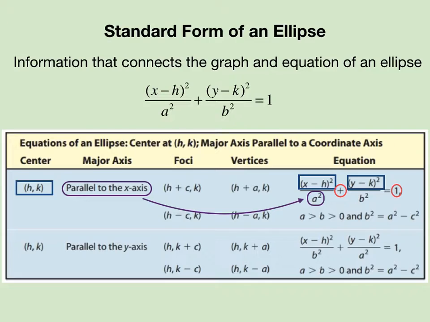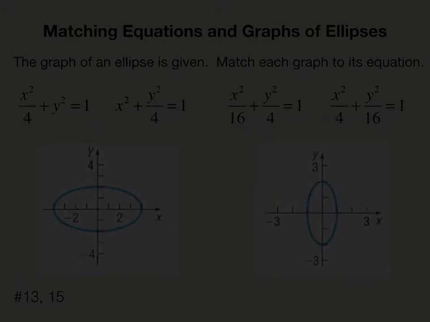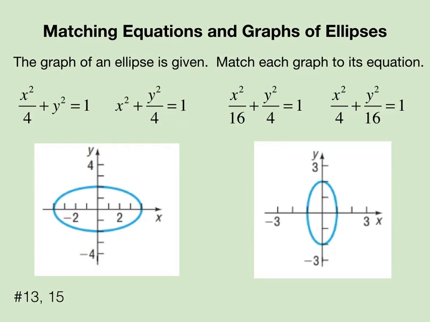So what we're going to do is take a look at a couple of graphs, and this is a matching activity. We're supposed to match the graphs to one of these equations that are shown. Looking at our first graph, the major axis is parallel to the x-axis. So I expect that the number underneath the x squared term will be bigger than the number underneath the y squared term. I also want to look at the center, which is 0, 0. So it's just going to be plain old x squared and plain old y squared.